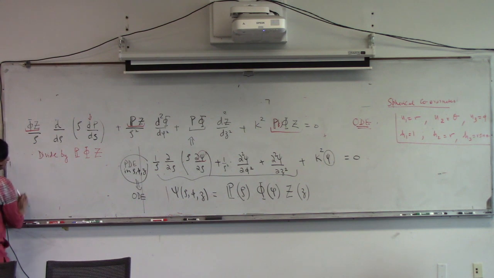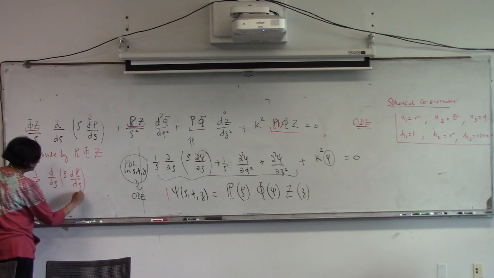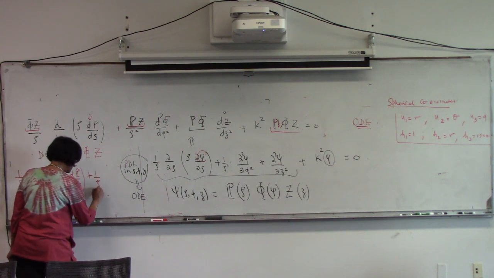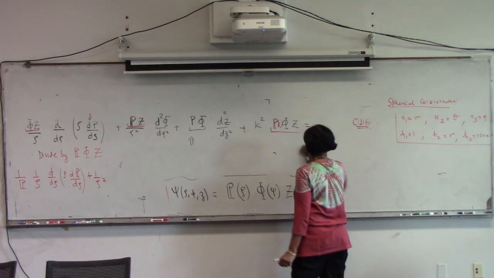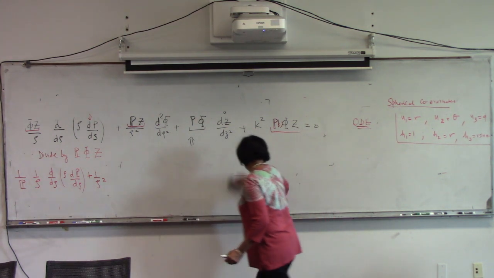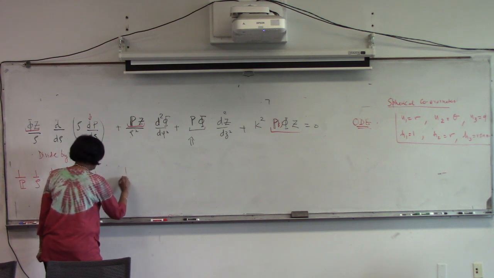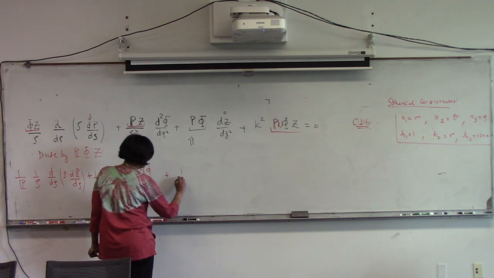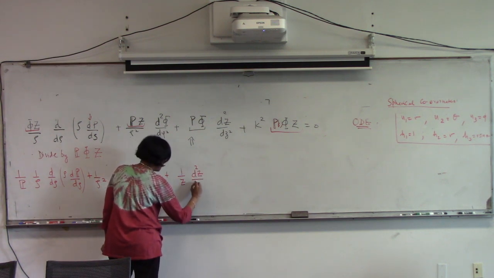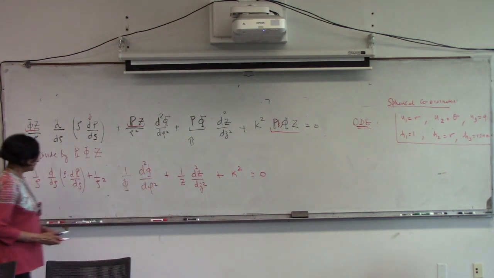Okay, so then I will have here 1 over P, 1 over rho, the function is in the denominator here, in this rho, dP d rho. I have 1 over rho square, okay, 1 over phi, d square phi d phi square, 1 over z, right? So it's all now total differential.